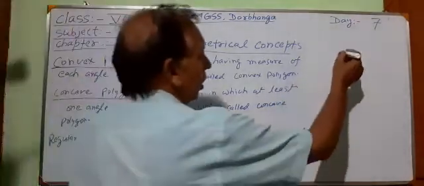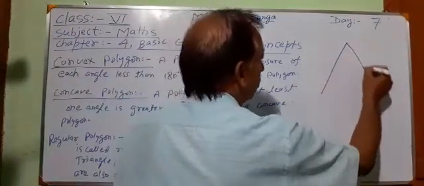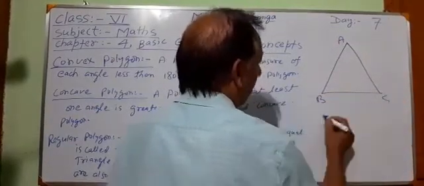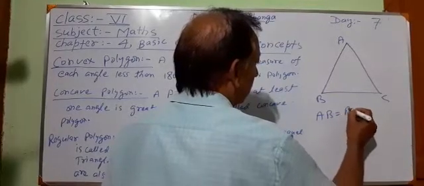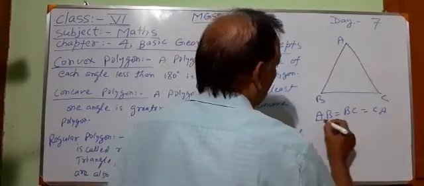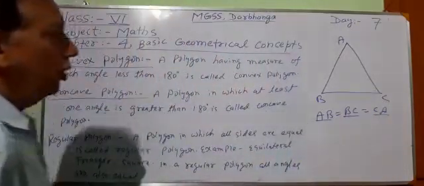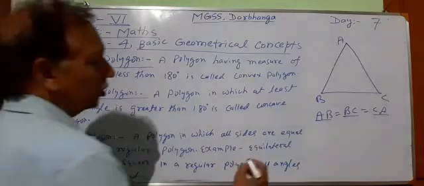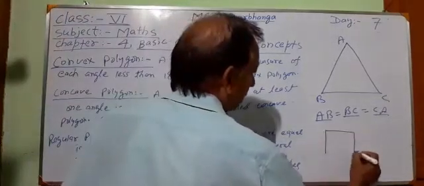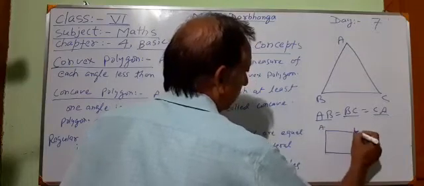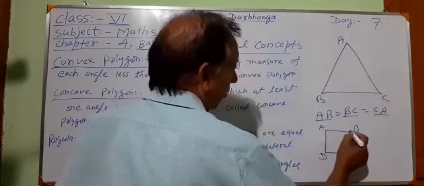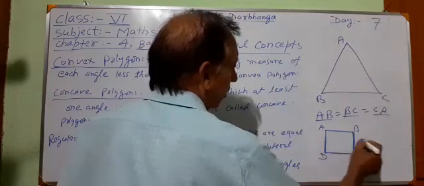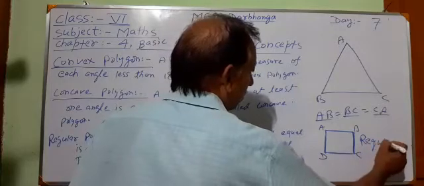Draw an equilateral triangle. In an equilateral triangle all sides are equal. A, B, C. There are 3 sides. AB is equal to BC is equal to CA. All the 3 sides are equal. So the equilateral triangle is an example of a regular polygon. Draw a square. In a square all sides are equal. A, B, C, D. AB is equal to BC is equal to CD is equal to DA. This is a regular polygon.